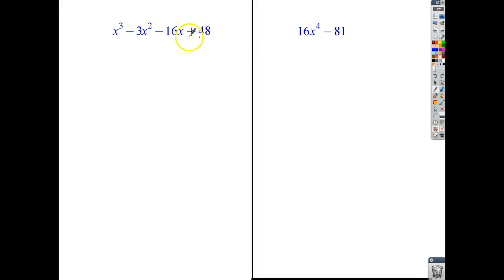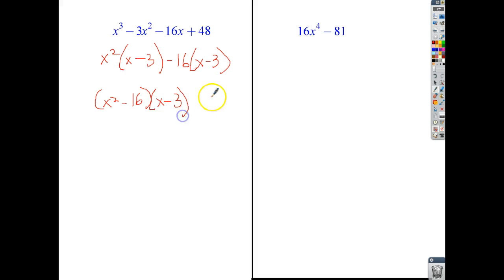I can't really put parentheses around that, and you'll see why in a second. So I'm going to pull out a common factor here. This is going to be x squared, and what's left over is x minus 3. And then I'm going to subtract a 16, that's a common factor here. And what am I left with? Well, I'm left with x minus 3. Hey, look at that. Now I can use my reverse distributive property. So I've got x squared minus 16 times x minus 3.